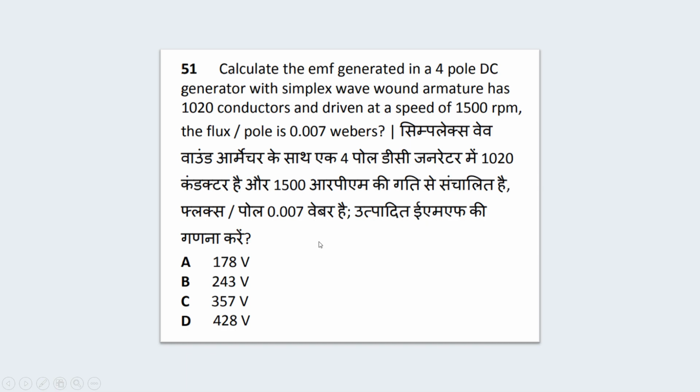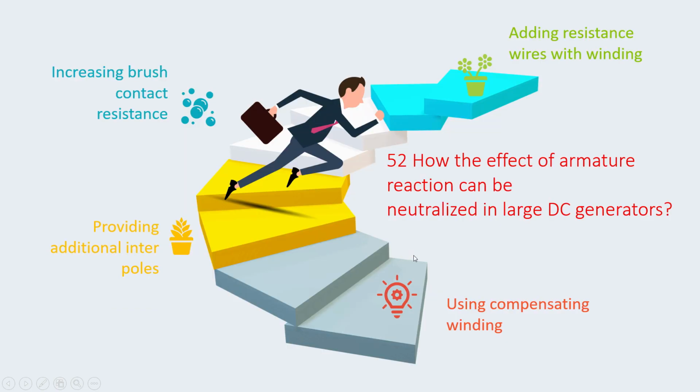So friends, this question I already solved in the DC generator multiple choice questions explanation. You can see the video. I will give the link in the description box. The answer is 357 volt.